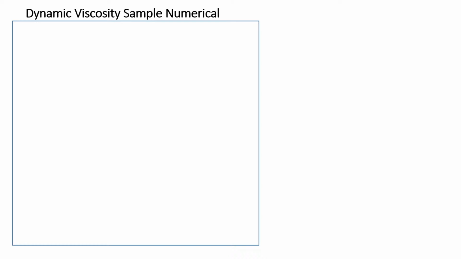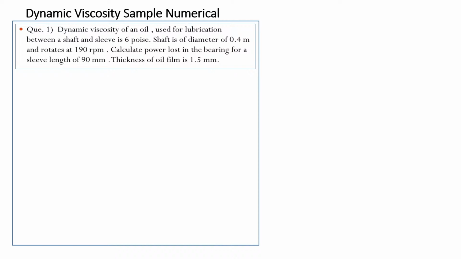Then we'll try to solve some numericals based on this dynamic viscosity. We'll solve only some sample numerical here. So this is the question. The dynamic viscosity of oil used for the lubrication between the shaft and sleeve is 6 poise. So dynamic viscosity is given, but that is given in terms of poise. You have to convert that into Newton second per meter square.